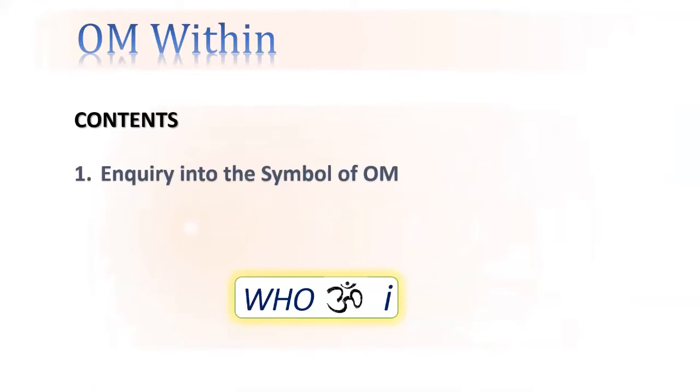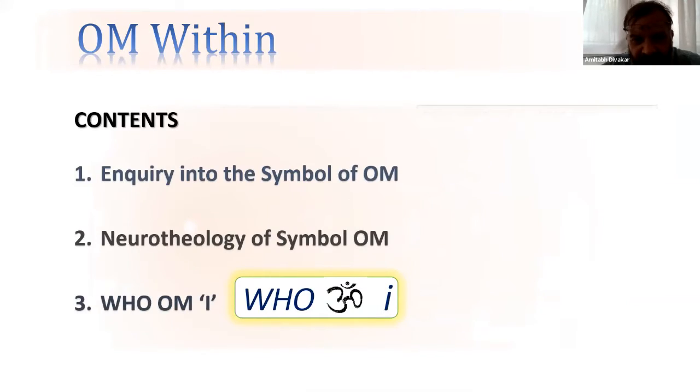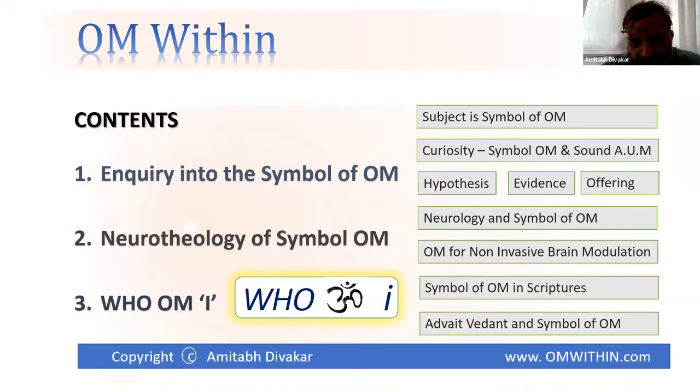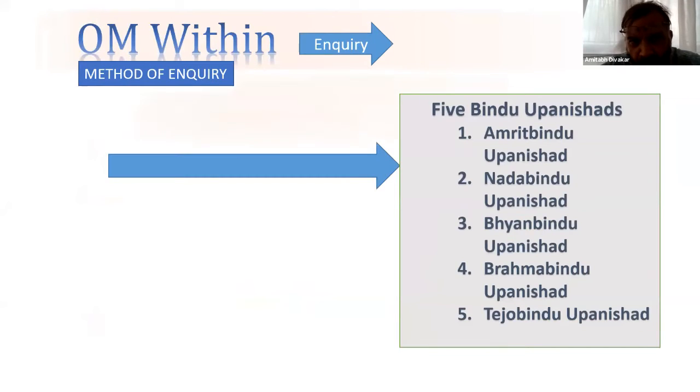It may not be convincing as yet, but I move to this proposition where I say how the symbol of Om is actually a neural map, and it explains the neurology and also the spirituality, the theology. The contents are inquiry into the symbol of Om, neurotheology of symbol Om, and who am I.